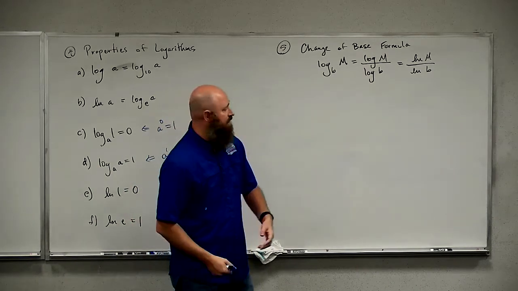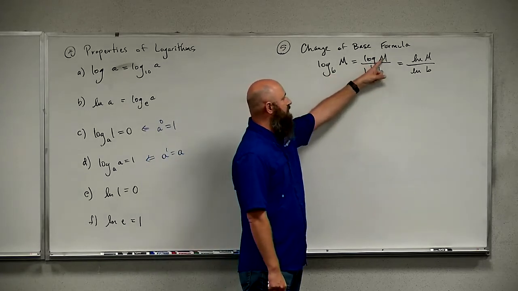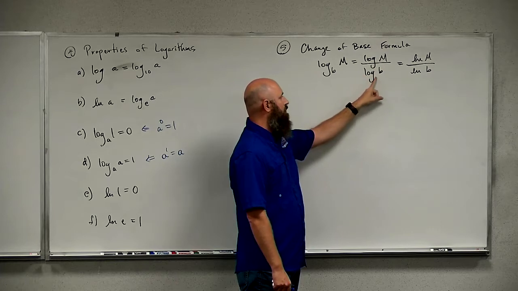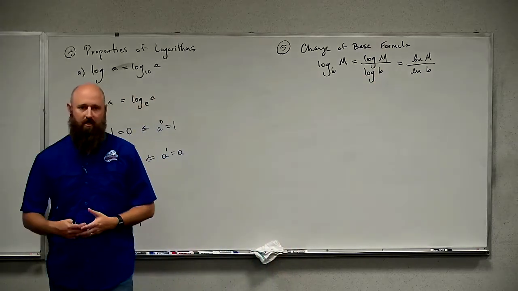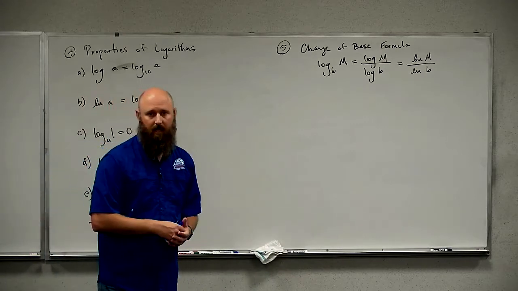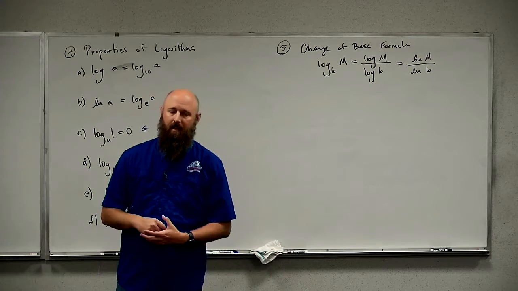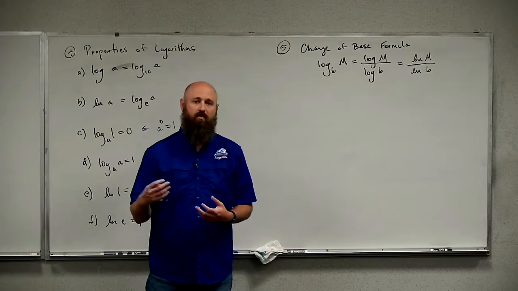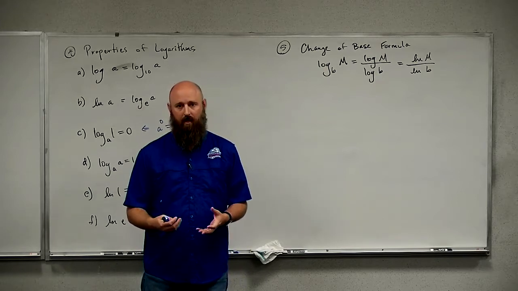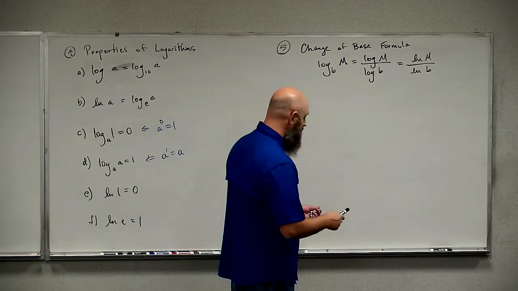Our change of base says that if I have a different base, then I can rewrite it as log base 10 of M divided by log base 10 of b, because of the way the ratio works out. Now, if you do that on your exams, you're going to have to tell me that you're using that formula, that you did the change of base, and that's what you got. So those are things that you can do there.